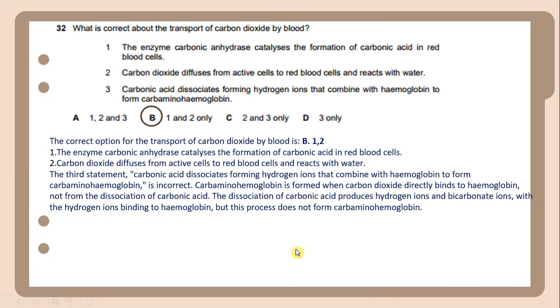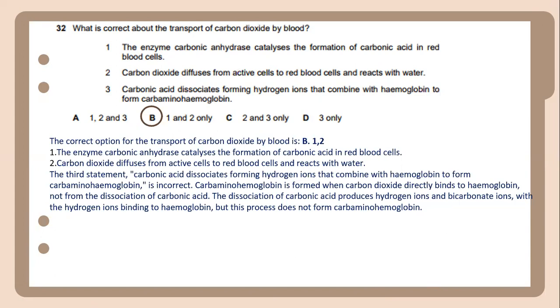Number 32, what is correct about the transport of carbon dioxide by the blood? The correct options would be 1 and 2. Number 1, the enzyme carbonic anhydrase catalyzes the formation of carbonic acid in red blood cells. And number 2, carbon dioxide diffuses from active cells to red blood cells and reacts with water. So 1 and 2 are the correct options.